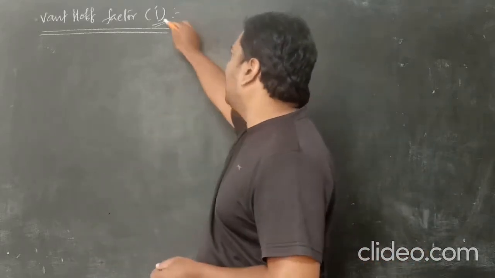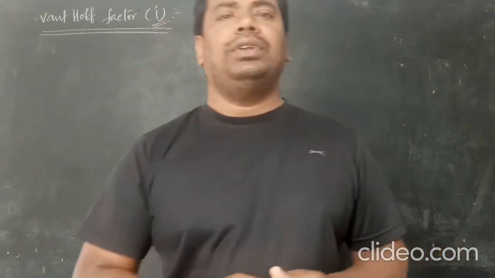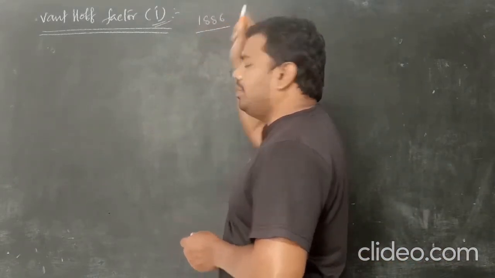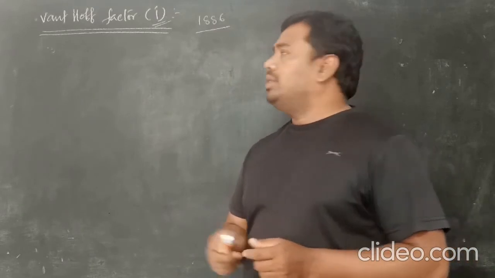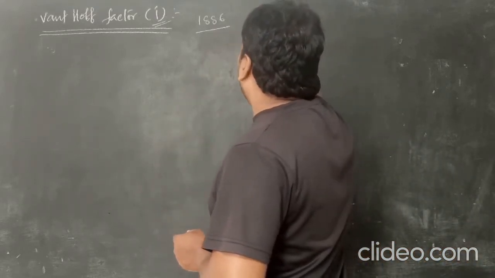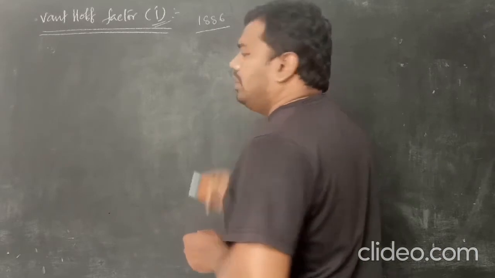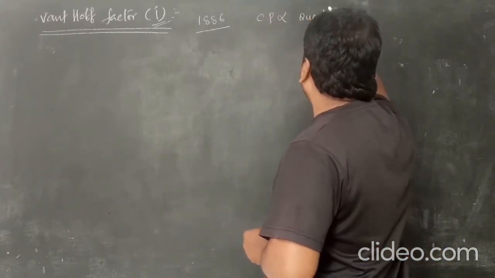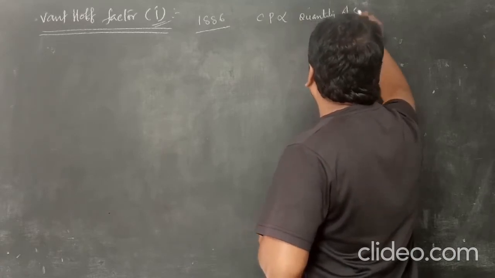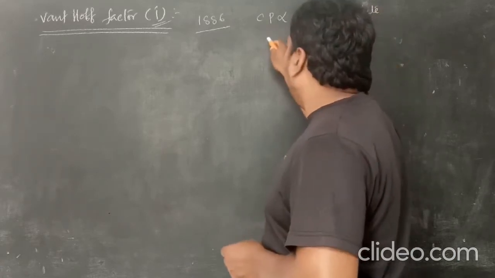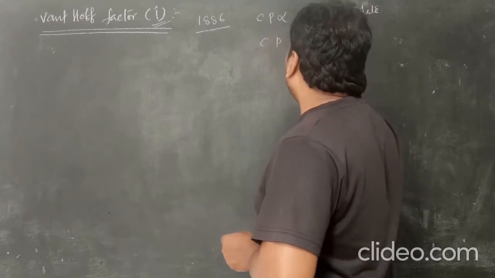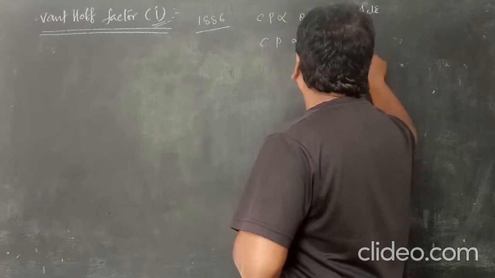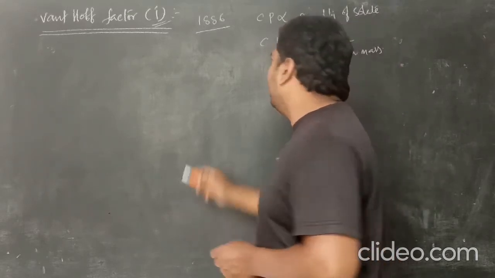So we can denote it with i. Van 't Hoff introduced the Van 't Hoff factor in 1886. Generally, the colligative properties are directly proportional to the quantity of solute, and the colligative properties are inversely proportional to the molecular mass.